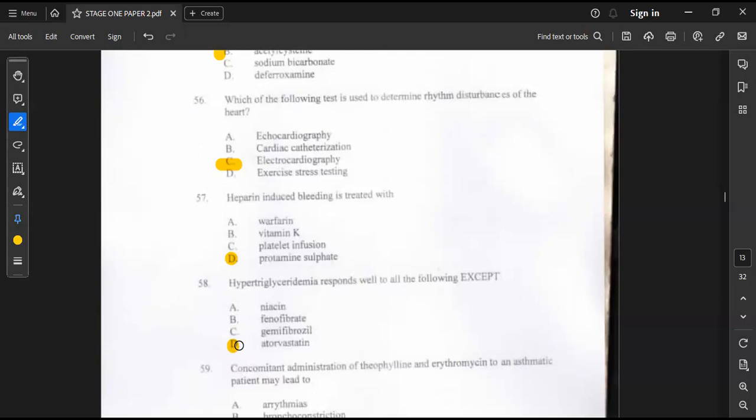And also the others, niacin and these fibrates, directly affect the triglycerides, while atorvastatin inhibits HMG-CoA reductase. So it has an indirect effect. That would be my reasoning. For the other three, they directly affect the triglyceride levels.